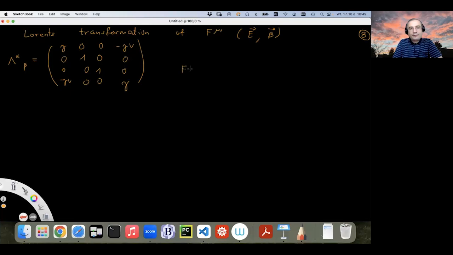And we know that F^{μν} in a new frame, that's F'^{μν} = Λ^μ_μ̄ F^{μ̄ν̄} Λ^ν_ν̄. Okay, so let's write it this way. This almost looks like a matrix product of the matrix Λ, matrix F, and matrix Λ again, but it doesn't really work all that well yet. Why?